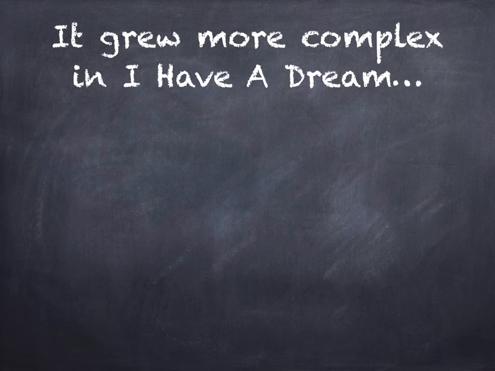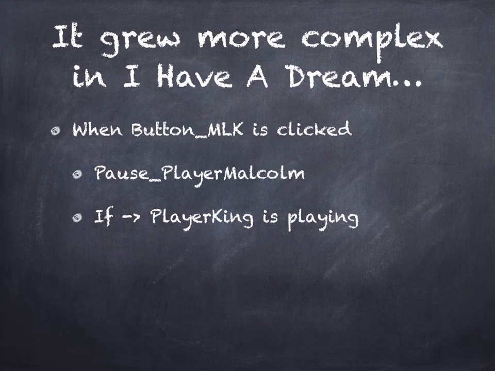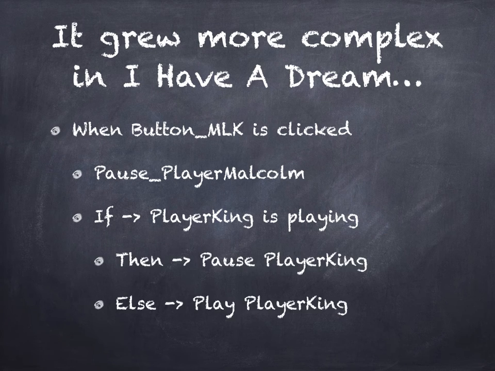When we got to I Have a Dream, it became a little more complicated. For example, we had to say when the Dr. King button is clicked, we knew that we would have to pause the Malcolm X button. So we told it to pause the Malcolm X button. And then we had to run an if-then-else statement. So we said, if Dr. King's player is playing, then pause it. Otherwise, play Dr. King's player. So that's what we wrote.